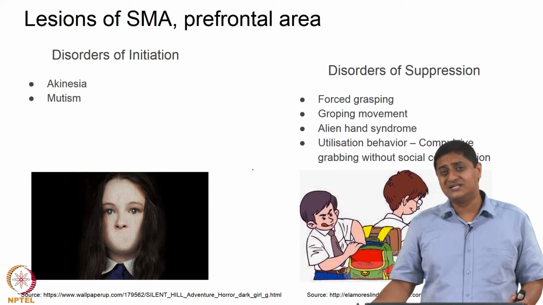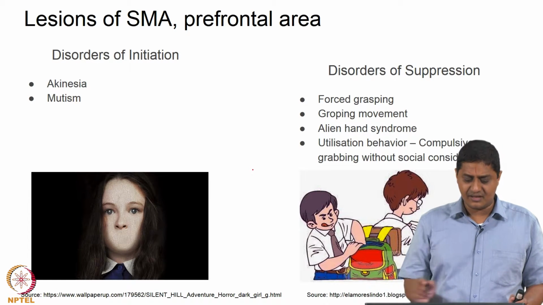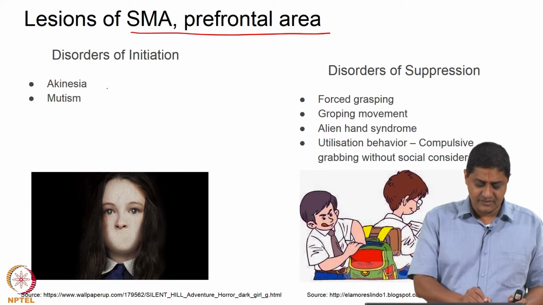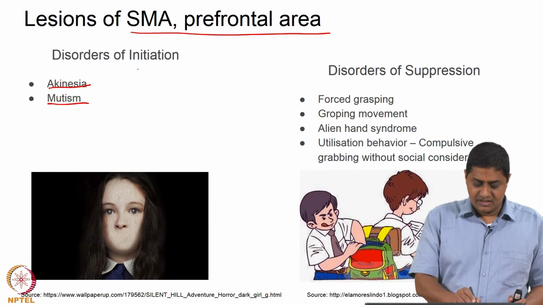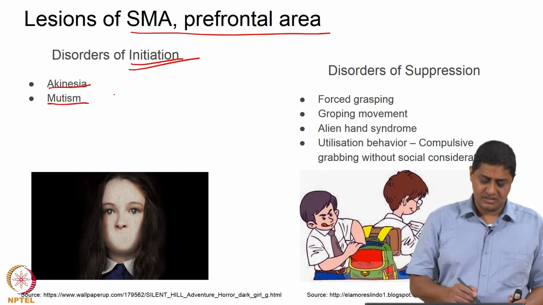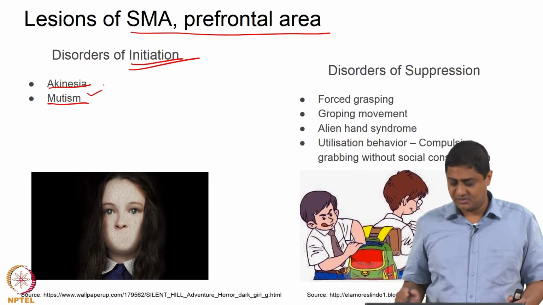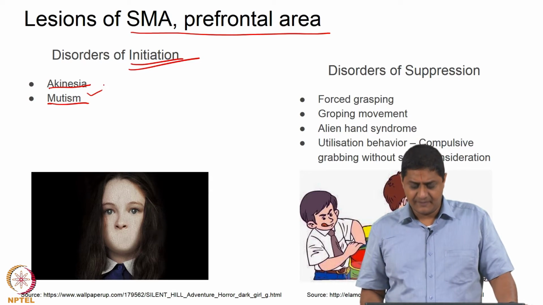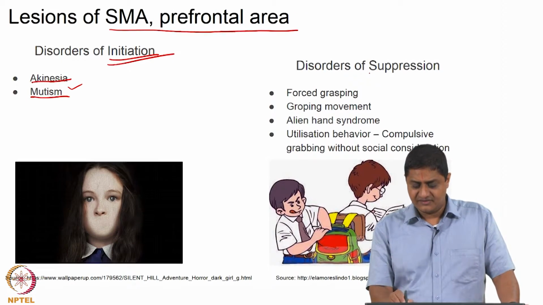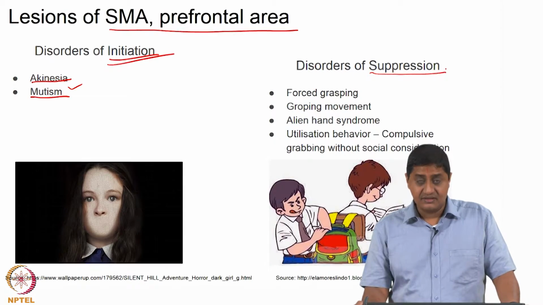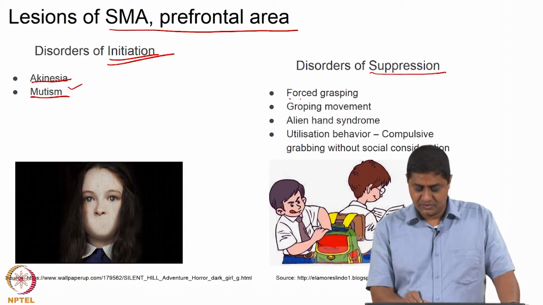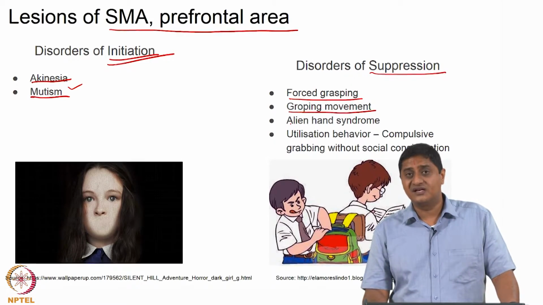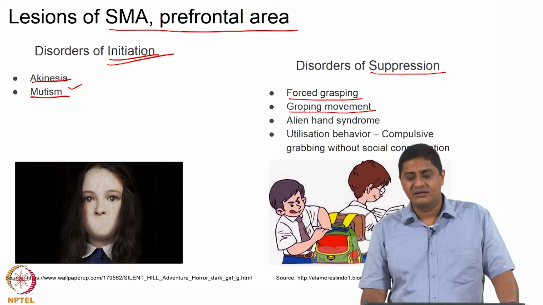What happens if there are lesions to the prefrontal area or the supplementary motor area? Essentially, there are disorders of initiation, this could be akinesia or mutism, the person cannot move the mouth for example, or it could be disorders of suppression, right. In this case, this could be due to forced grasping, groping movement. So, you are seeing an object, you know that it is somebody else's object, but you pick it up. Sometimes even when it is socially inappropriate to do so.